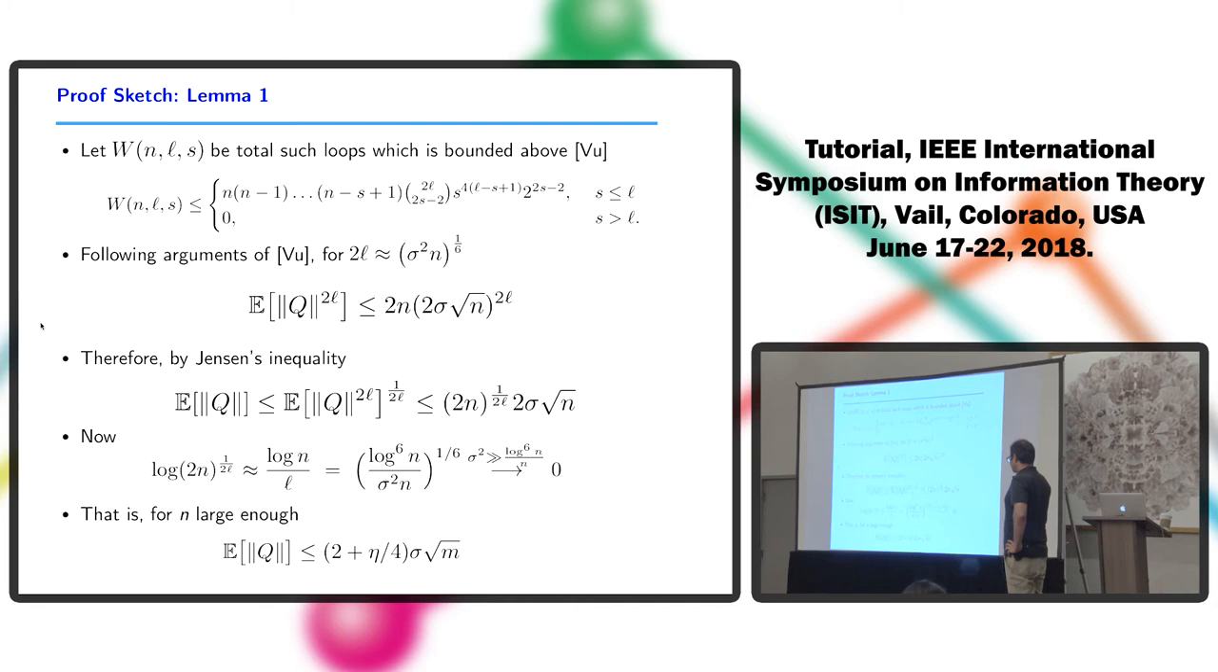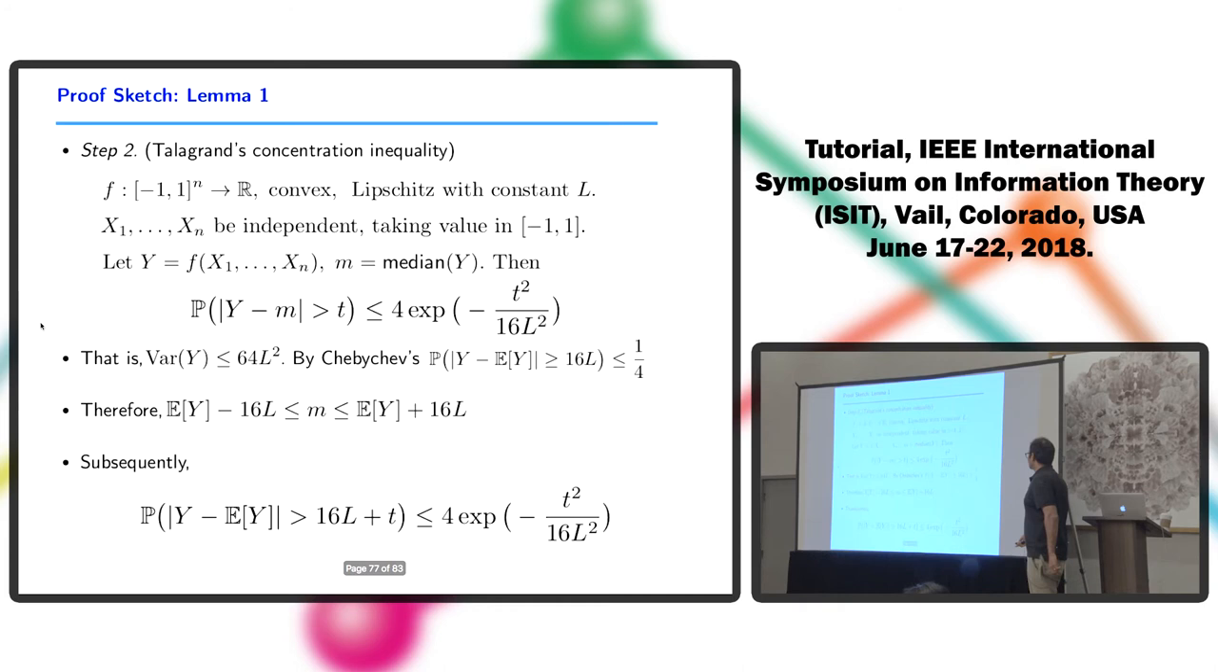Putting everything together, you get that the expectation of the spectral norm is how you want. Now, the last thing that's left is to show concentration. Okay, and once we do that, we are effectively done. Any questions? All right, great.